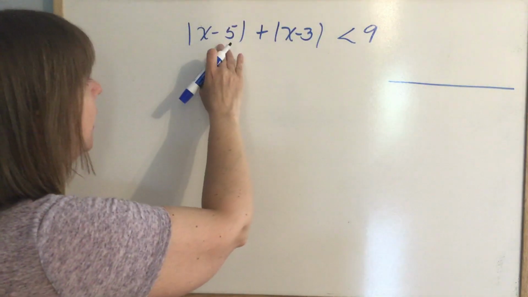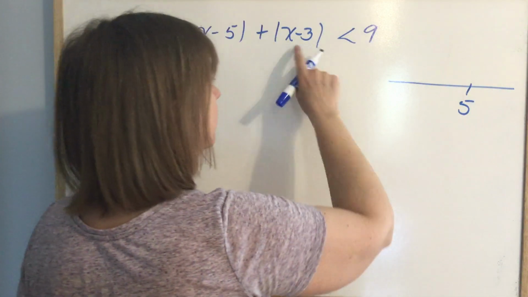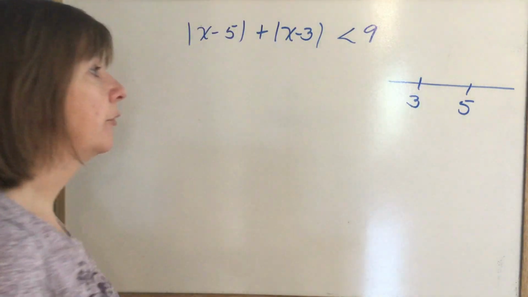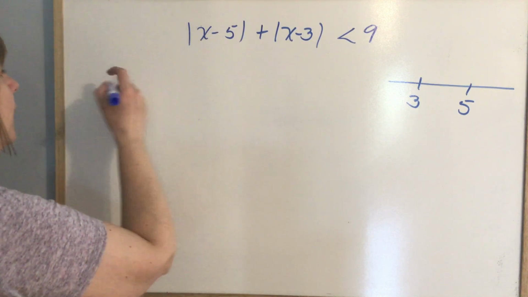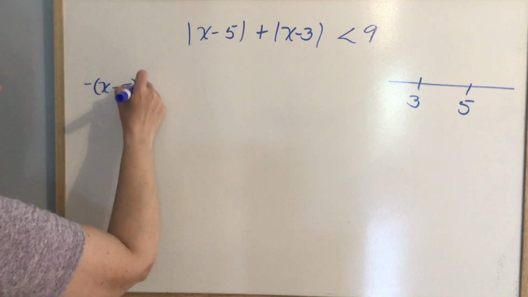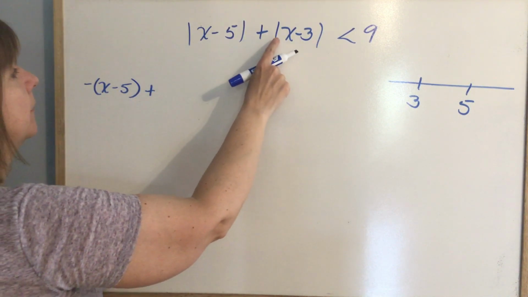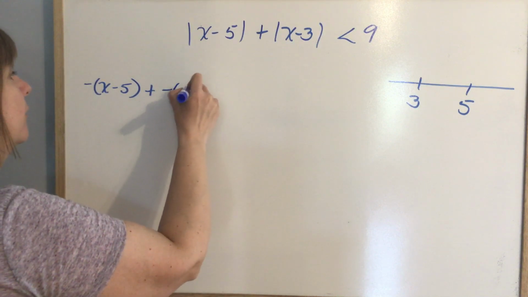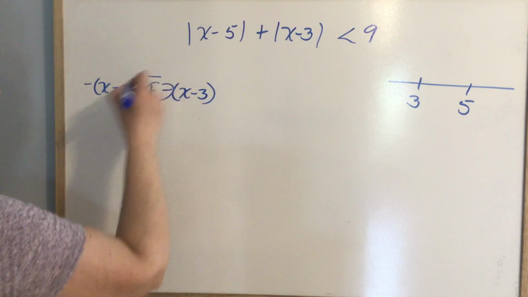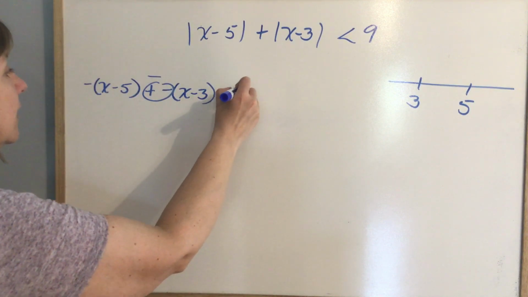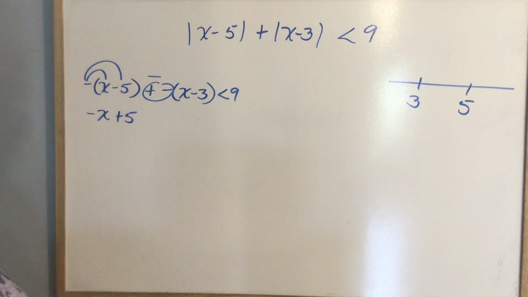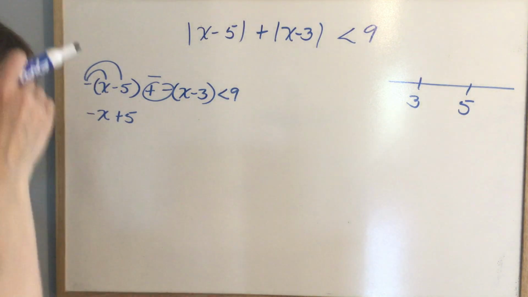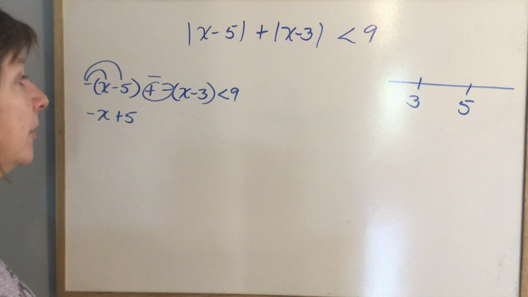So again, 5 would make that bracket 0. 3 would make that bracket 0. So if I pick a number less than 3, like 0, 0 take away 5 would be negative, so negative (x - 5), plus 0 take away 3 would be negative, so negative (x - 3). So a plus and a minus make a minus, is less than 9. So negative x plus 5. Be careful with that. That negative has to be distributed to the whole bracket.